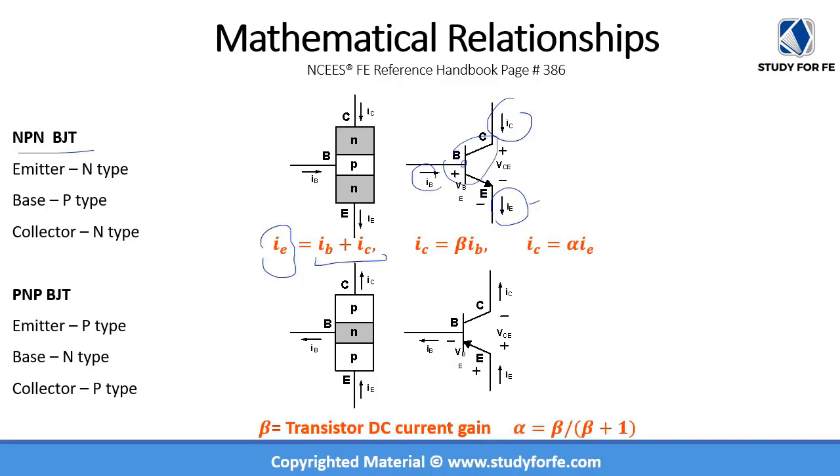And that is true for PNP as well. You can see over here in this case, the base current and the collector current are leaving, but IE is the one that is entering.